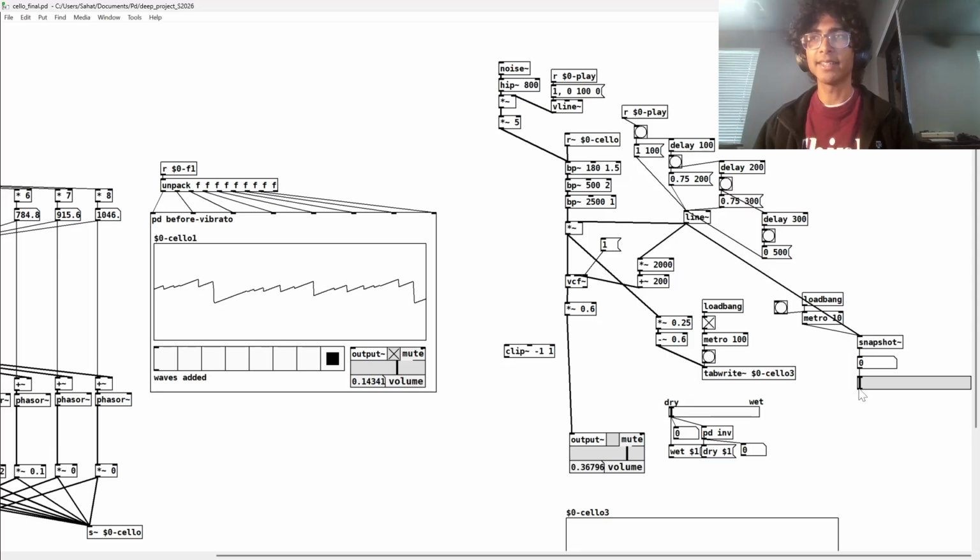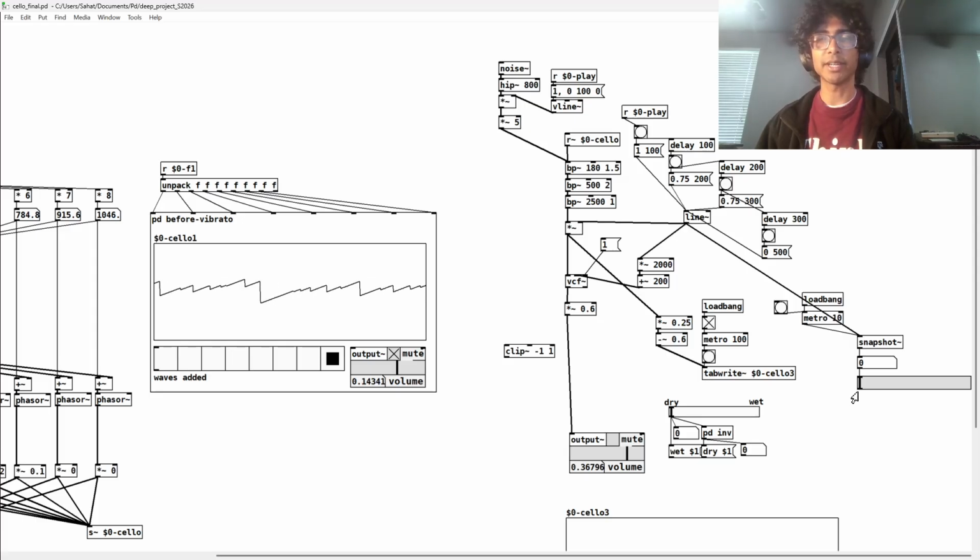The attack is the first part, how it goes up, the time in which it goes up to 100% volume, then it decays to 75% volume. It sustains at 75% volume for some more time, then it decays back down to zero.